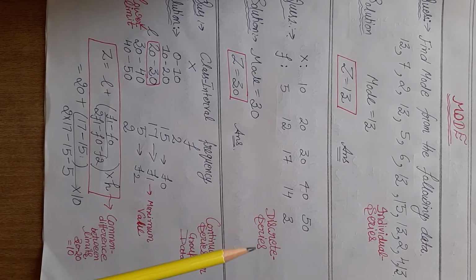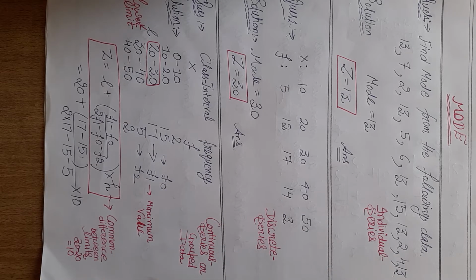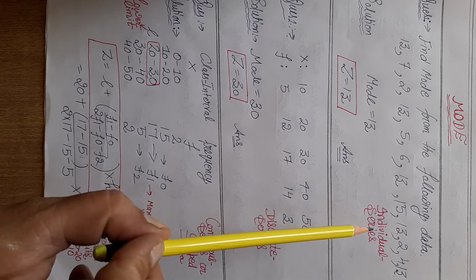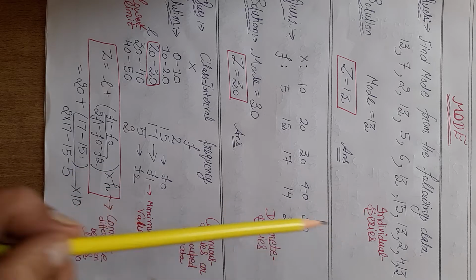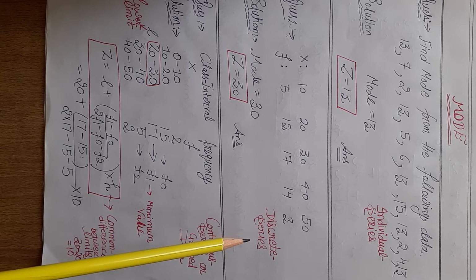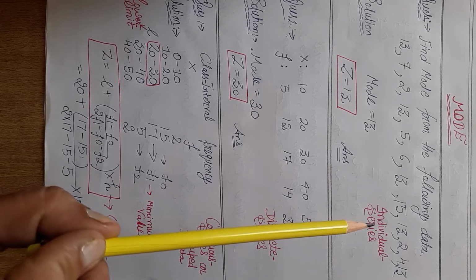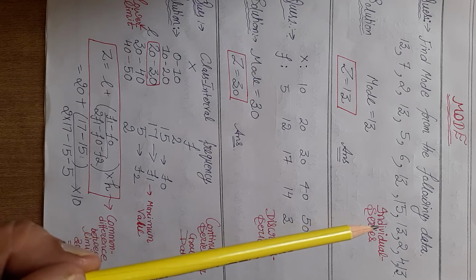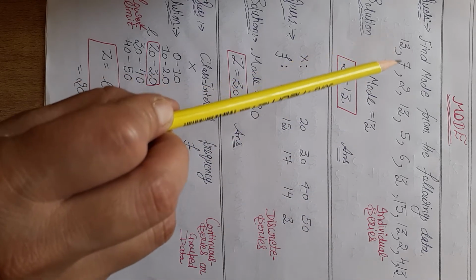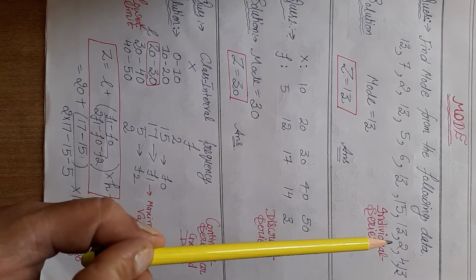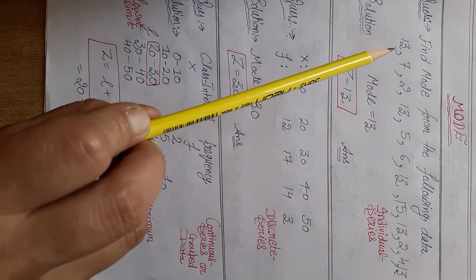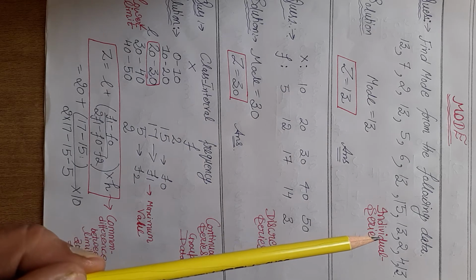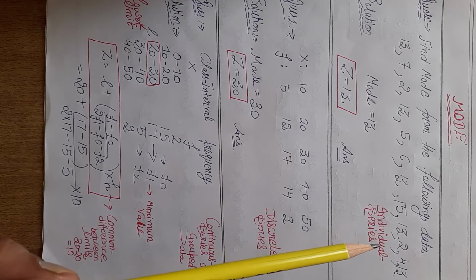Actually, before understanding the concept of mode, we try to understand that we have three types of series. Firstly, individual series, the second one discrete series, and the third one continuous series. Individual series is that series in which we have the variables in a single form, like the wages of workers, number of students, and so on. How can we find the mode in this series?